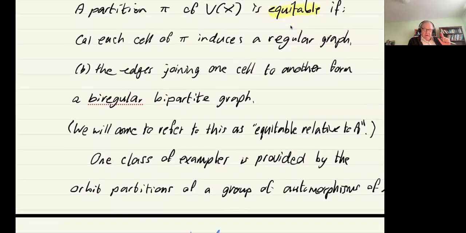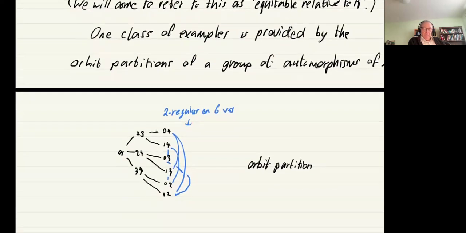Now, okay, so I've given you the definition. What are some examples? One class of examples is given by if you take a graph and you pick some group of automorphisms, not necessarily the full automorphism group, then the orbits of that group form an equitable partition. And I'm not even going to make that an exercise. It's very easy to see. So the orbits. And so this is a messy looking example.